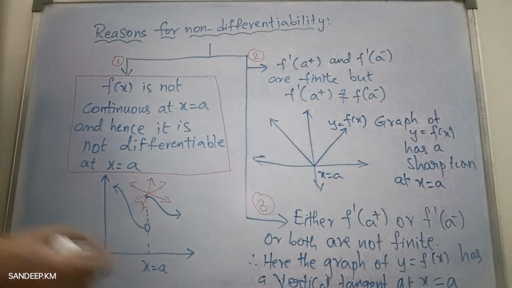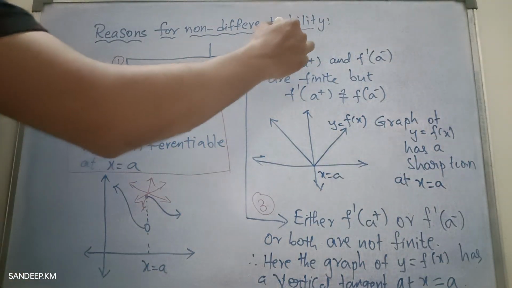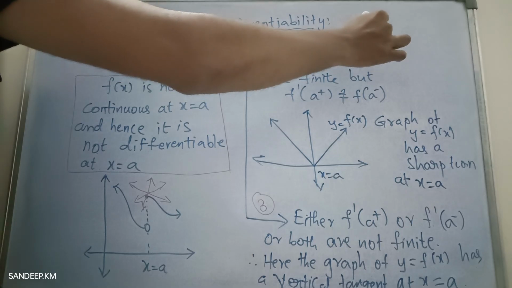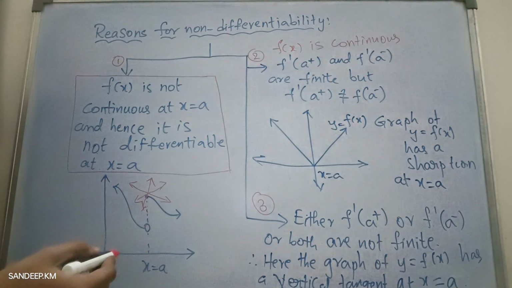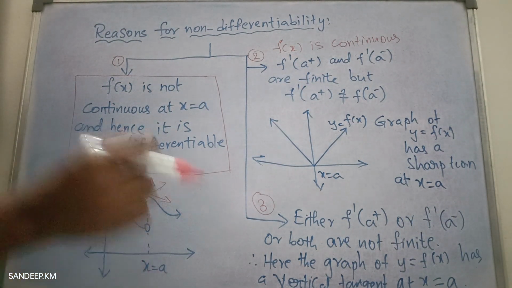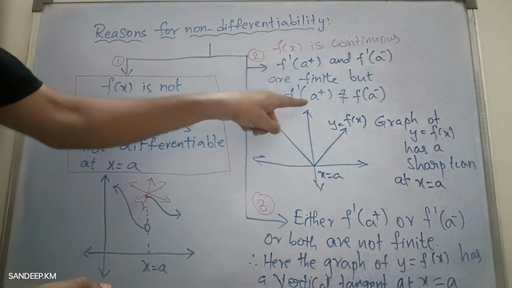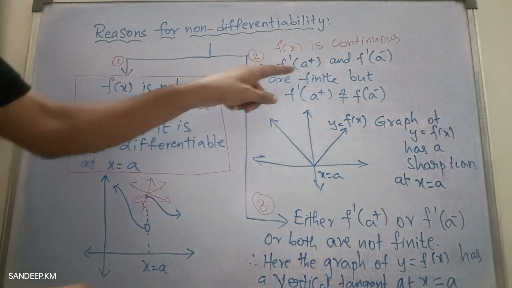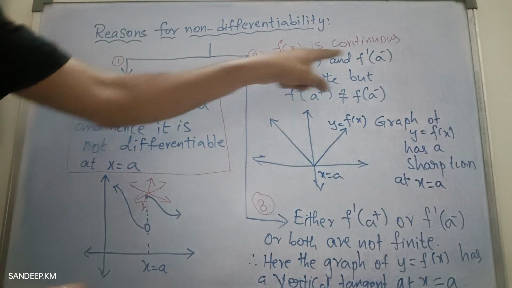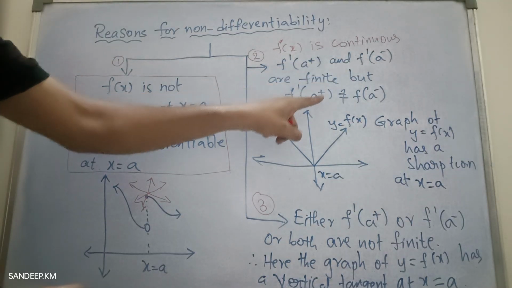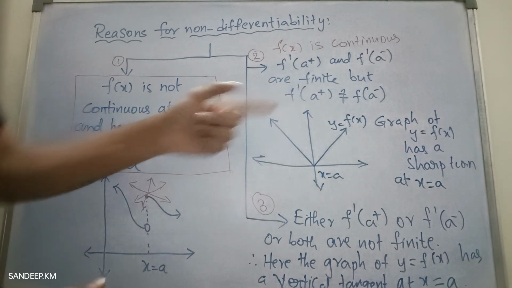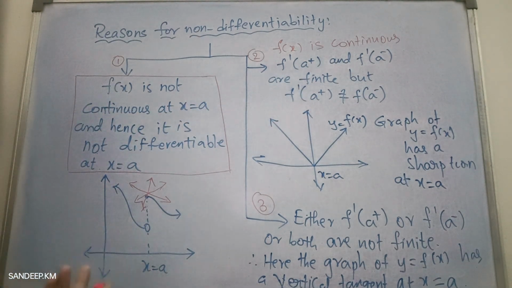And what is the second reason? It is observed that the function is continuous. What is it, dear students? f of x is continuous at x is equal to a, the function is continuous, but still the right hand differentiability is not equal to the left hand differentiability. Please observe, both RHD and LHD are finite, but they are not equal. So if LHD is not equal to RHD, then we say that the function is not differentiable.